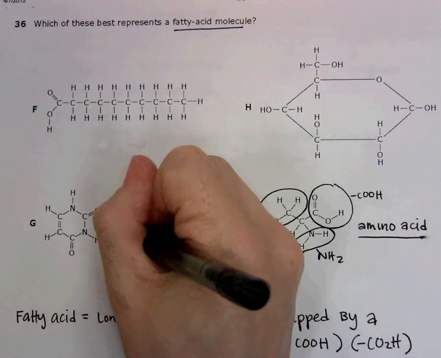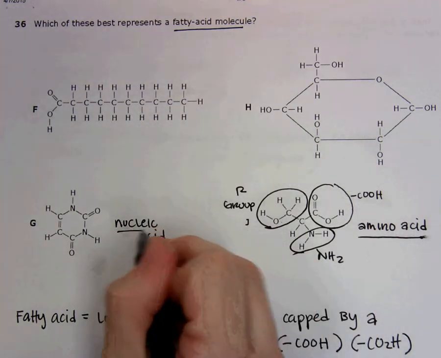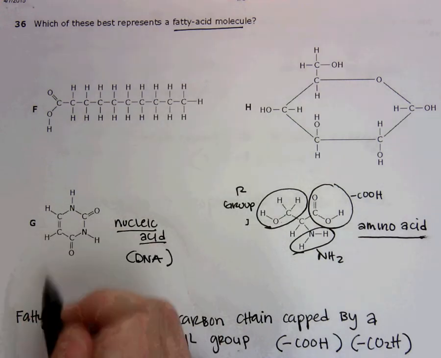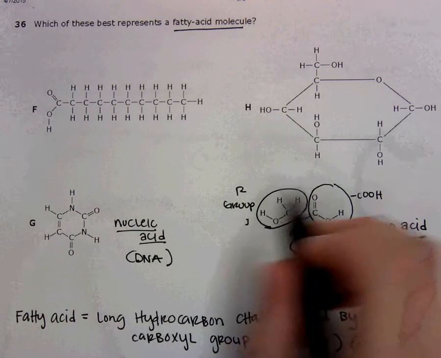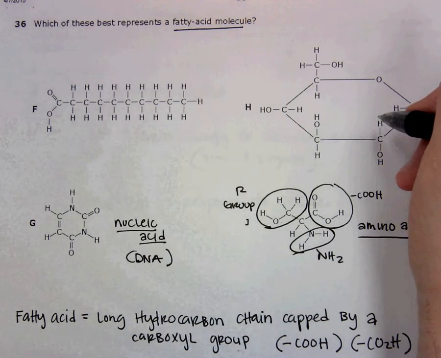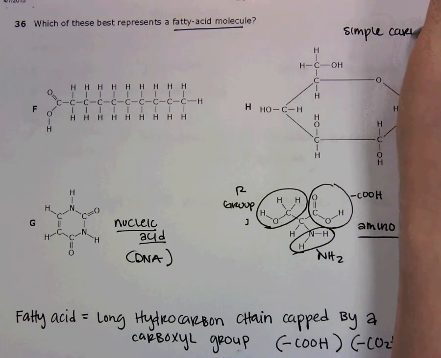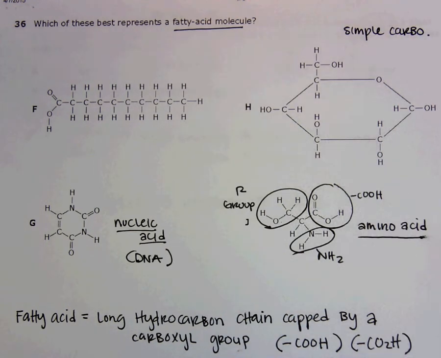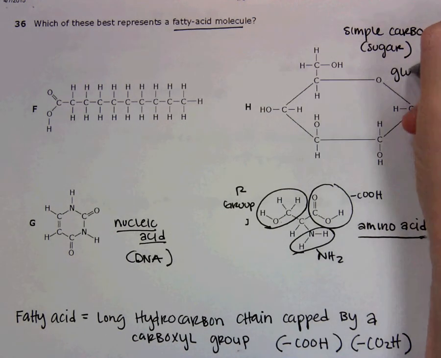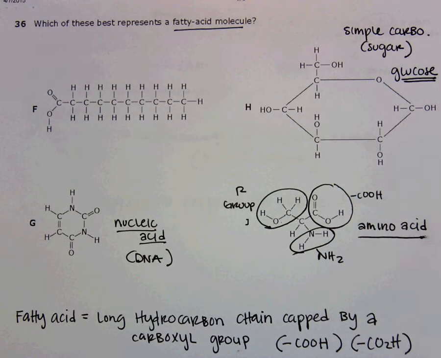Over here, we have a nucleic acid. Hopefully you are familiar with the fact that these are found in DNA. They're a cyclical structure, meaning kind of like a circle, a carbon ring that contains nitrogen, carbon, hydrogen, and oxygen. Over here, we have a simple carbohydrate, which basically means a sugar. More specifically, if it matters to you, this sugar is glucose, listed here.